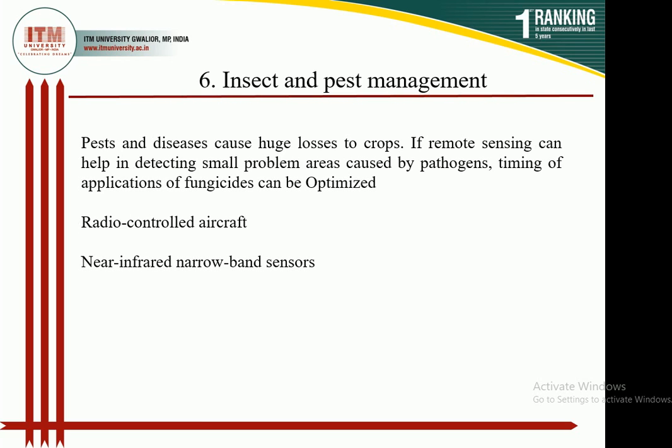Because of geoinformatics, we can detect and manage the pests and diseases present in the field prior to their reaching the economic threshold level. There are some technologies, like radio controlled aircraft and near infrared narrow band sensors, which help in managing the diseases and pests present in the field.